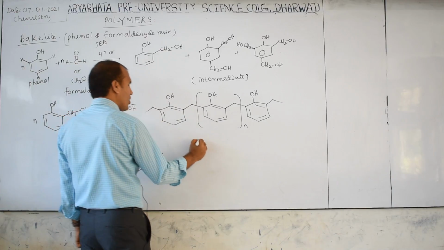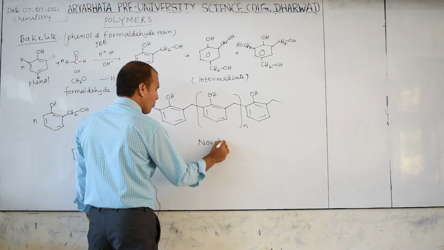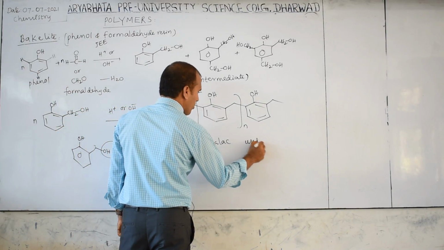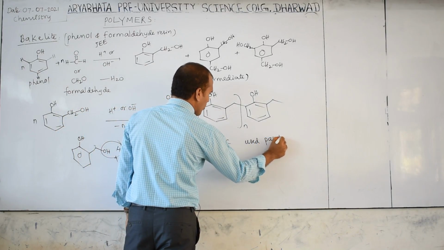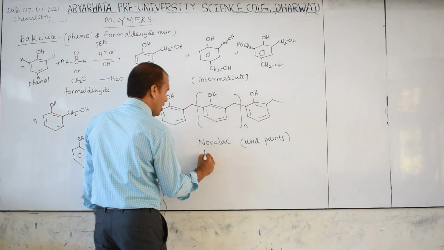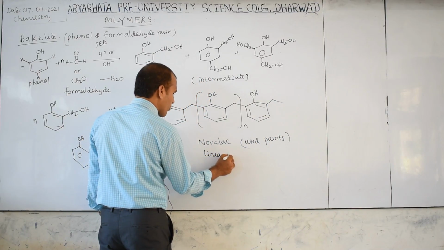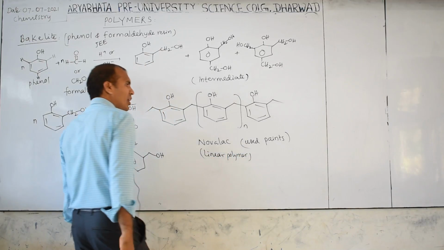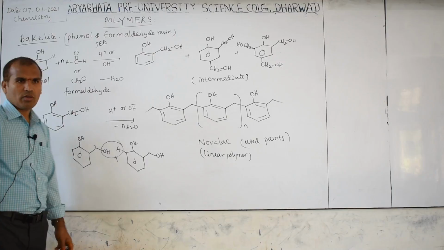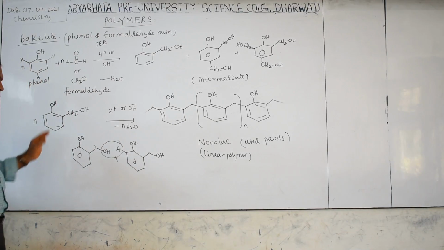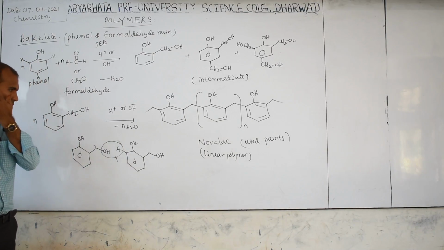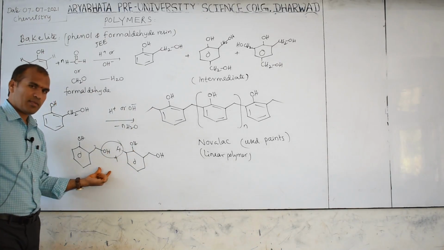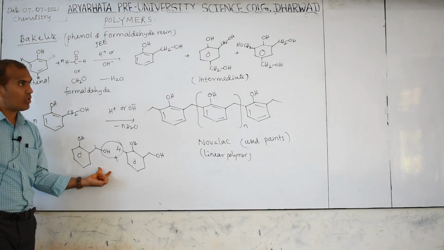This is also an intermediate. This is not the bakelite. This is called Novolac. This is called Novolac, used in paints. This is a linear polymer. Novolac is a linear polymer. This is also not bakelite. This is just one of the intermediates, Novolac. Clear? How it is formed I explained here. If you want, note that down also.